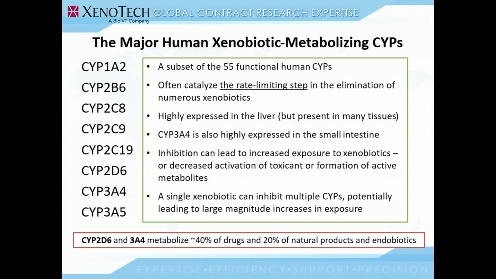Inhibition can lead to increased exposure to xenobiotics, and a single xenobiotic can inhibit multiple CYPs, potentially leading to large magnitude increases in exposure. It is also noteworthy that when we evaluate these CYPs, CYP3A4 and 3A5 cannot be distinguished in vitro. CYP2D6 and 3A4 metabolize about 40% of the drugs and 20% of the natural products and endobiotics. So these are the two most important CYPs for xenobiotic metabolism.